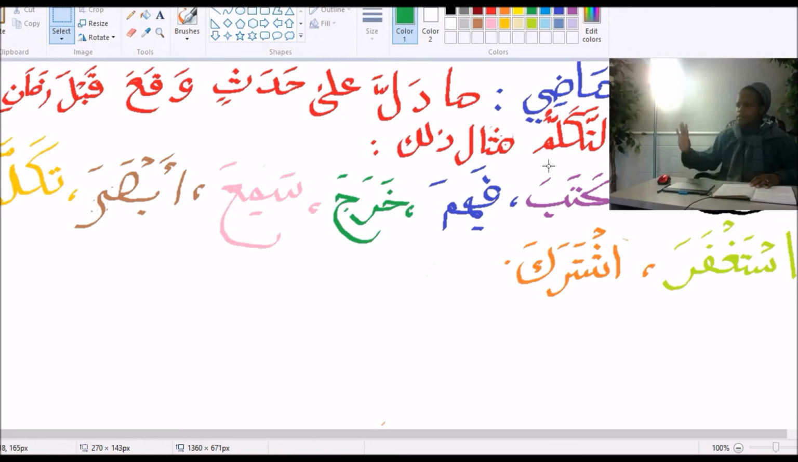We've already defined the ism, so ism is on the sideline, ala janb, right now. Fi'l has madi, mudari' and amr to accommodate madi, hal, and mustaqbal. Madi is past tense, hal is present tense, and mustaqbal is future tense. So the first one we're dealing with is past tense verb. Its definition is ما دل على حدث وقع قبل زمان التكلم, that which indicates an occurrence that transpired before one talks about it.